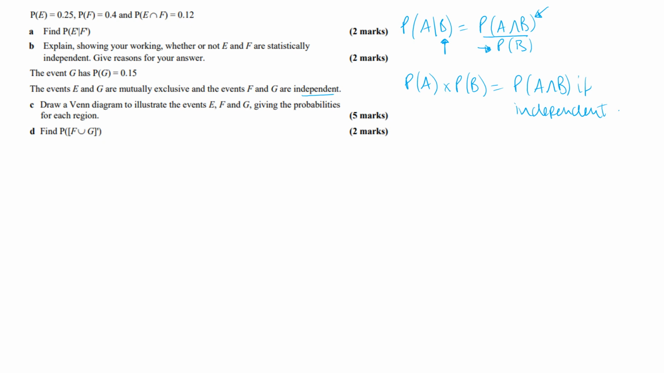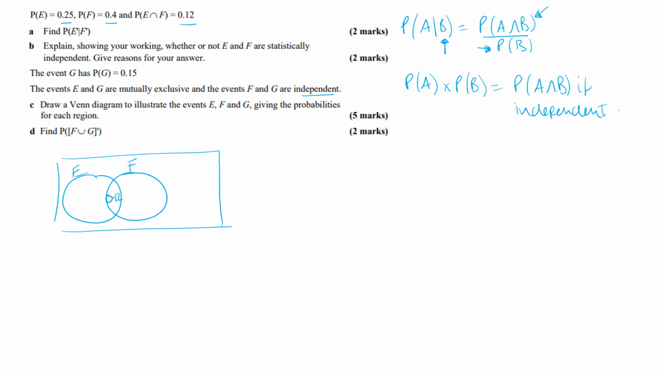Then we've got E being 0.25, F being 0.4, and the intersect is 0.12. Now, first thing you should do is draw the Venn diagram and put those on, E and F. The only thing we can fill in straight away is the 0.12 being the intersect, because if we want E to come to 0.25, we'll need to take that off.